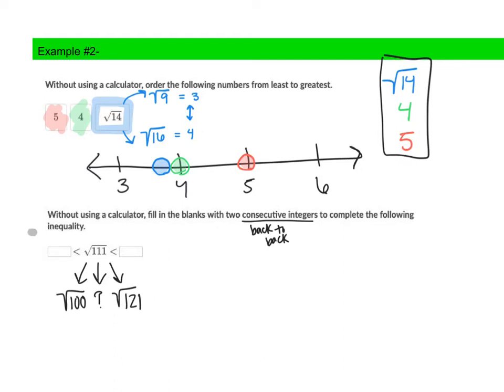And what I'm going to do is figure out what each number actually equals. What is the square root of 100? The square root of 100 is 10. And what is the square root of 121? Well, the square root of 121 is 11. So the two consecutive integers, back-to-back numbers that this falls in between, are 10 and 11. Okay, make sure you have this down, and we're going to move forward to example number 3.